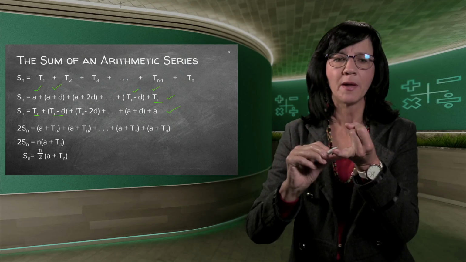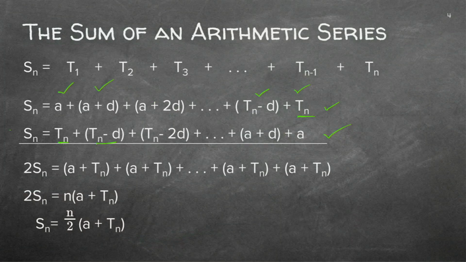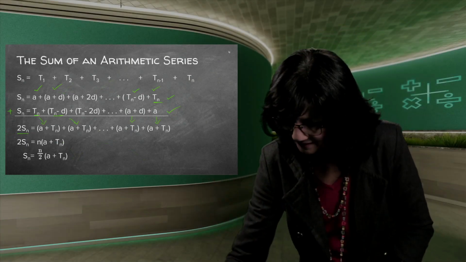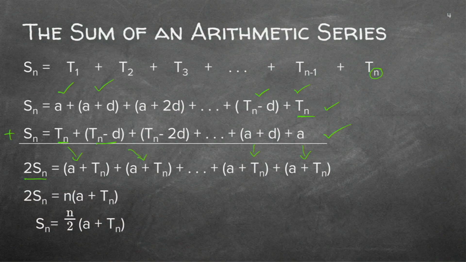And the last thing you need to remember: I now need to add these two sequences. So if I add Sn to Sn, it gives me 2Sn. If I add A plus Tn, it gives me A plus Tn. If I add the next one, it gives me A plus Tn. If I add the last two, A plus Tn. If I add those two, minus D plus D is 0, it's A plus Tn. So can you see what happens? We get a nice pattern, A plus Tn plus A plus Tn plus A. How many of those will you have? Remember when we started off, we said we use n terms. So how many of those brackets, A plus Tn plus A plus Tn, will you have?